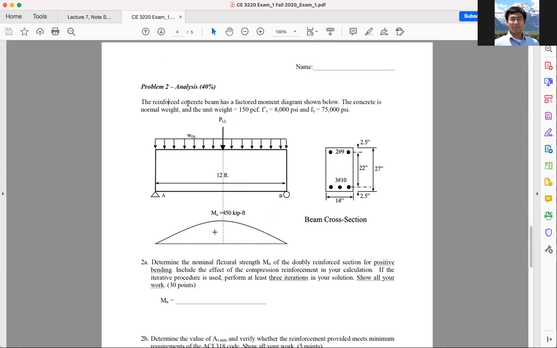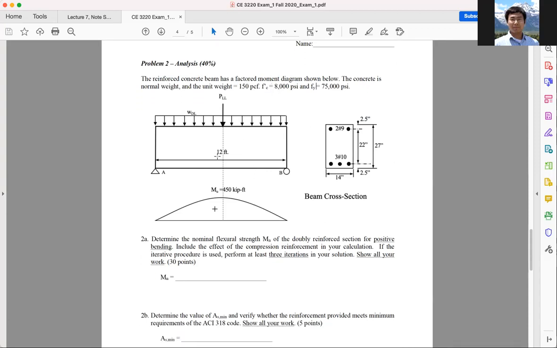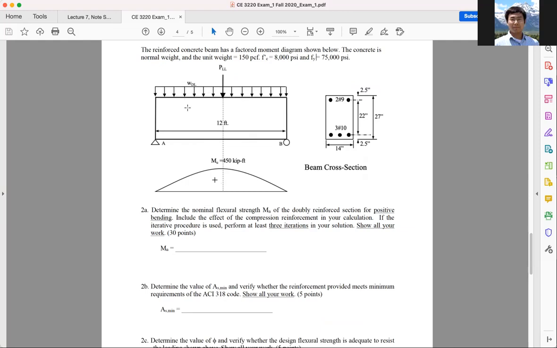Number 2, the reinforced concrete beam has a factored moment diagram. Notice here, I already saved you time. It's factored. You don't have to do any factor after all, okay? And the concrete is normal weight, unit width is this, and strength is this, and yield strength is this. How to solve this problem, right? Since the factored moment, meaning the live load PLL, the dead load omega DL, all these has been considered, meaning you don't have to do any structure analysis, okay? So you just use this number as applied moment, Mu 450 kip-foot, that's it.